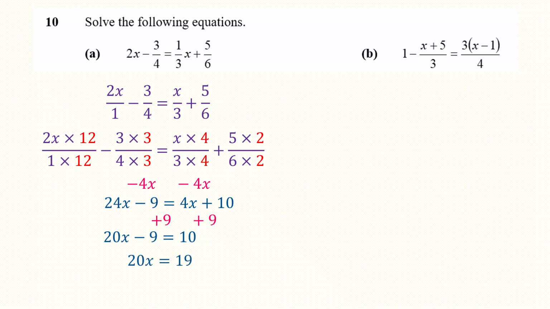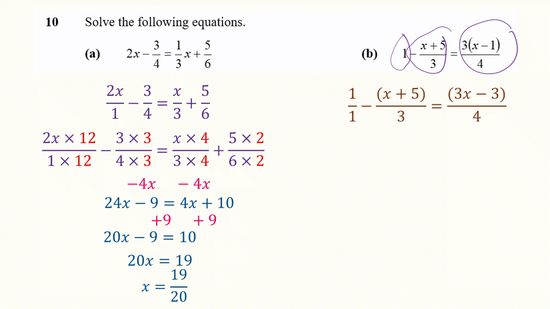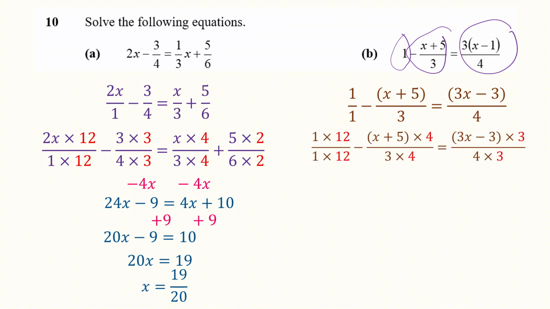Right, and then divide by 20 to find 1x. Okay, the next question. There are 3 terms here: 1, 2, 3. So we're going to write 1 as a fraction, as 1 over 1. Then the lowest common multiple for 1, 3, 4 will be 12. Right, so we have the same denominator. Now we can compare the numerators.